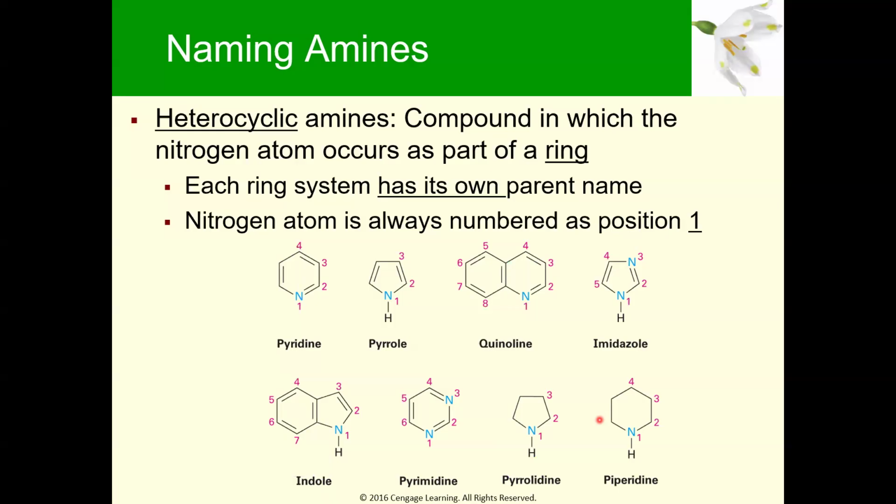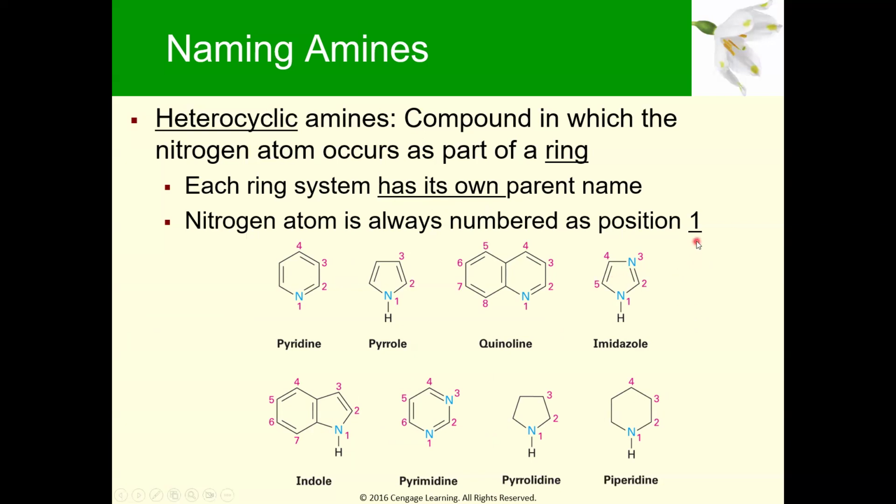Now, the difficult thing is it does involve some memorization, because each one of these rings, these potential rings, has a common name. Okay, so each ring system has its own parent name. So yes, you do need to put a little bit of effort into memorizing these. This is one of those flashcards you just look at 5 minutes before your test, so it's fresh in your mind.